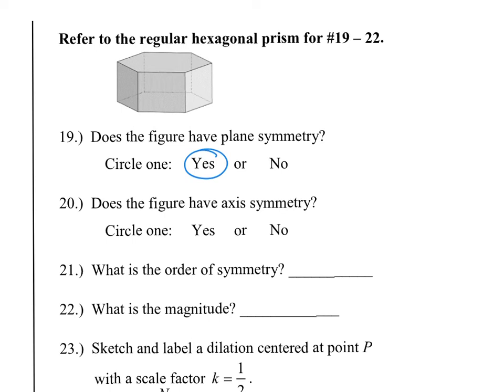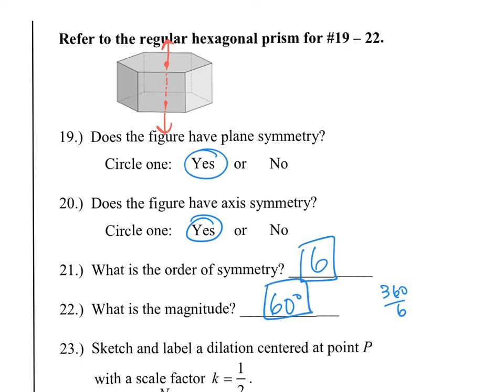Axis symmetry means that there would be an axis that we could rotate this shape on, that axis of symmetry, and it would map onto itself. So this regular hexagonal prism would do that. So we're going to say yes, it does have axis symmetry. The order would be how many times it would map onto itself. Well, since this is a hexagon, it's going to map onto itself 6 times. And then for the magnitude, we'll take 360 and divide it by 6. So the magnitude is 60 degrees. In other words, this shape would map onto itself every 60 degrees.